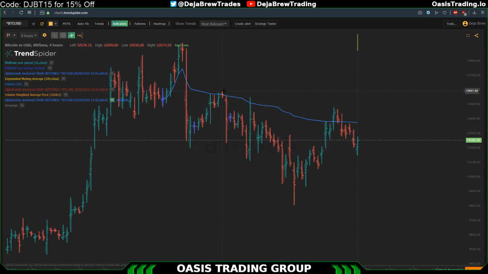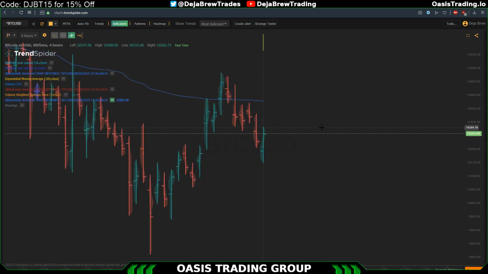But then look where we fail. We fail right on that anchored VWAP. Then we come back down, we pop again, but then yet again, look where we fail. We fail right on that anchored VWAP. We fail again, pop up. This one pushes through the anchored VWAP a little bit. You have about $100 breakthrough, and then you're not able to maintain that price action.